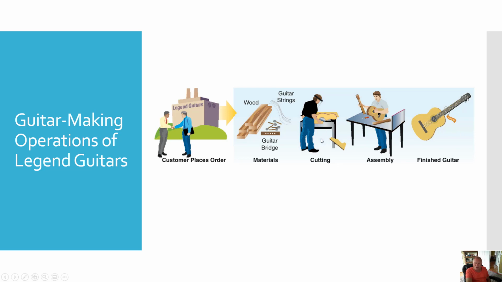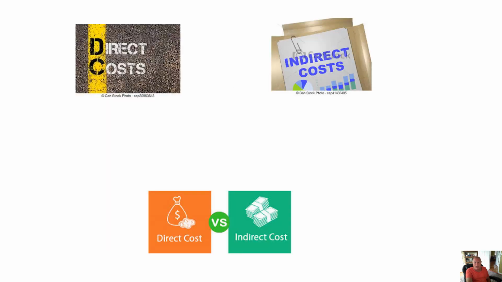We'll find two things here. There are costs associated with this. Remember, costs use cash, so cash goes out, but cash doesn't come in until you sell the guitar and get paid. So let's just focus on the costs for a little bit. We have two types of costs: direct costs and indirect costs.